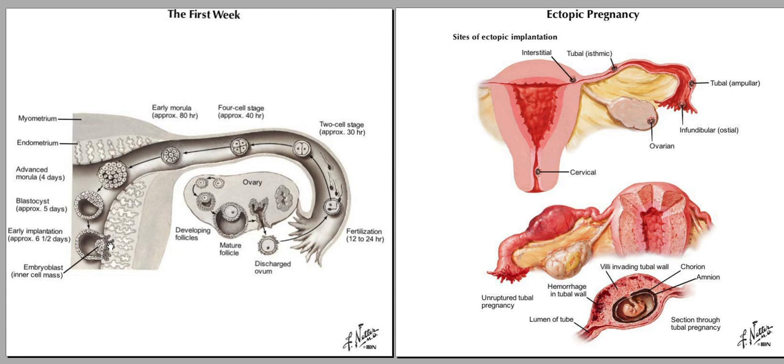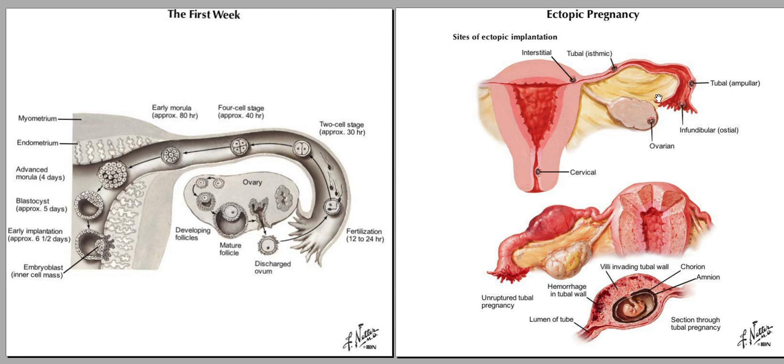It differentiates into trophoblast, the cytotrophoblast, the blastocyst cavity, and the embryoblast over here differentiates into epiblast and then hypoblast. And you see here the various stages: the 2 cell, 4 cell stage, 16 cell stage, and more. That's the early morula, and then advanced morula. Then you come to the blastocyst, and then it continues.